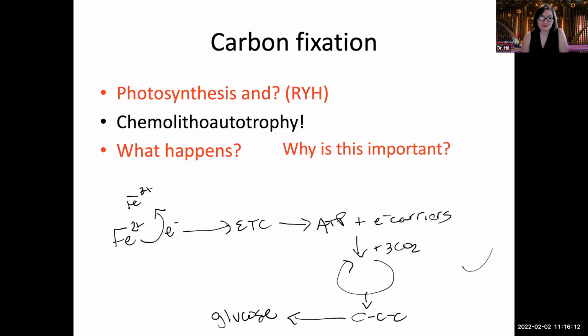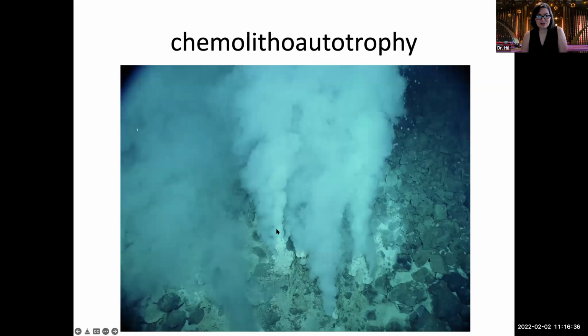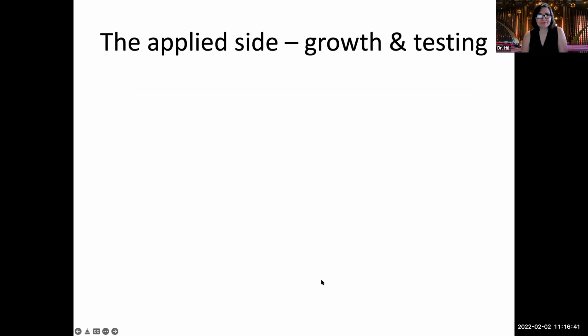So that life can survive in areas where there is no sunlight, such as the ocean floor, underground, like deep in the soil, inside a cave, et cetera. Okay, so these are the carbon fixers of the dark. And here's an example of an environment where they might be important, at the bottom of the ocean floor.